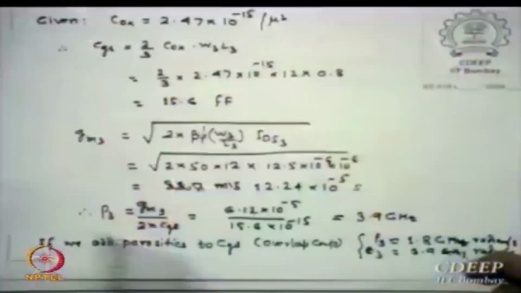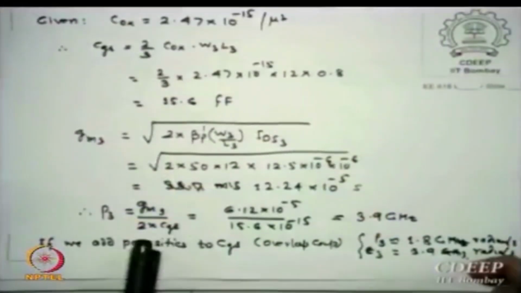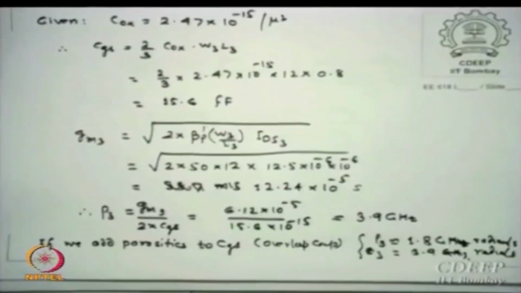So what is the pole now? GM3 by 2 CGS. So I got a pole of 3.9 gigahertz. If I add CGS more, it may slightly go down, because then it will be slow. It may come to a little 1.8 gigahertz or 2 gigahertz. Even with additional capacitance, I am still in the range of gigahertz.